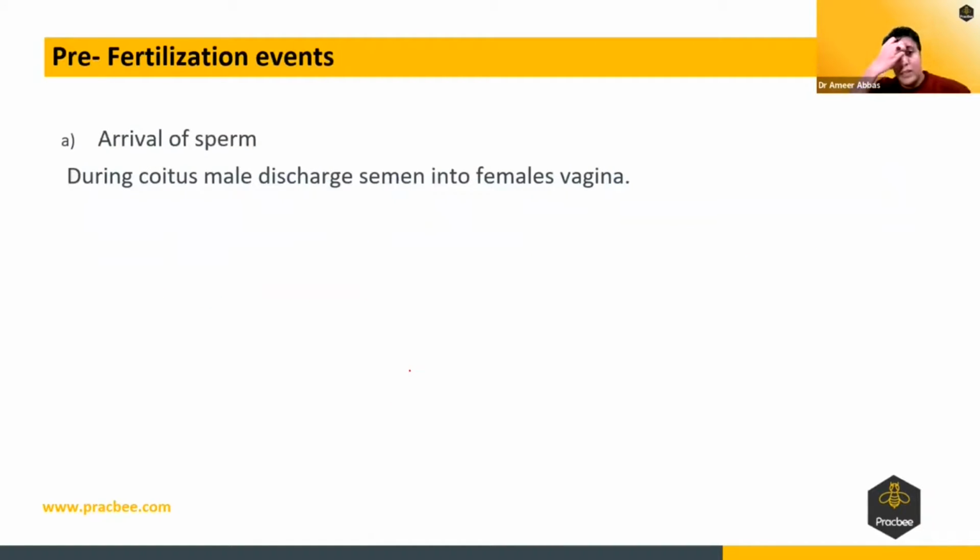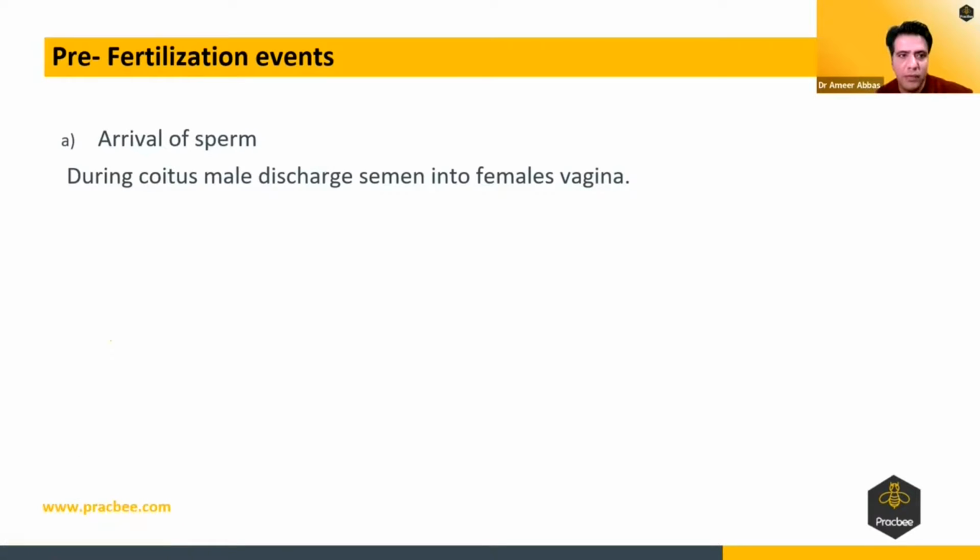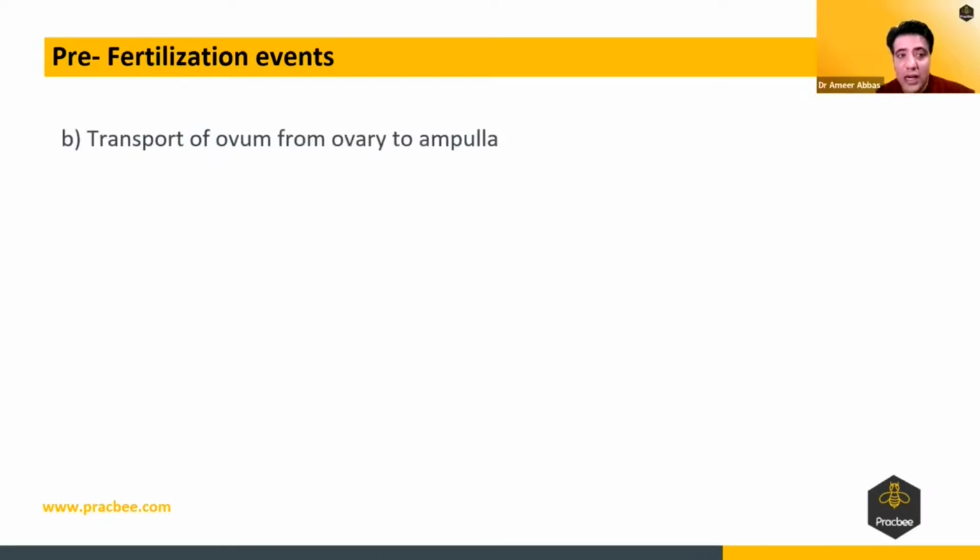Now, before fertilization, there should be some event known as pre-fertilization event. What will happen during these pre-fertilization events? There must be the arrival of sperm. During coitus, male discharges semen into the female's vagina. That is the arrival of sperm. And the second is, simultaneously the ovum is also released from the ovary to the ampulla.